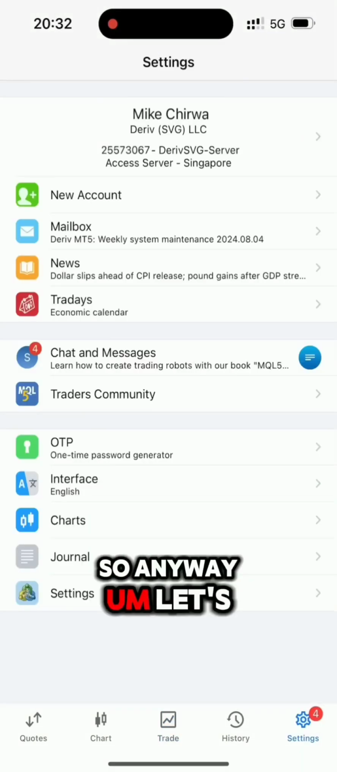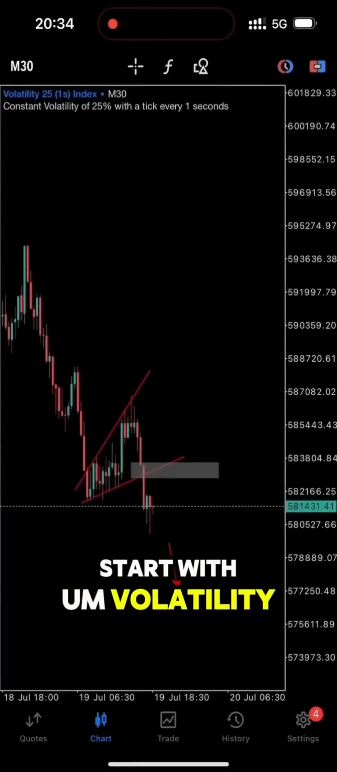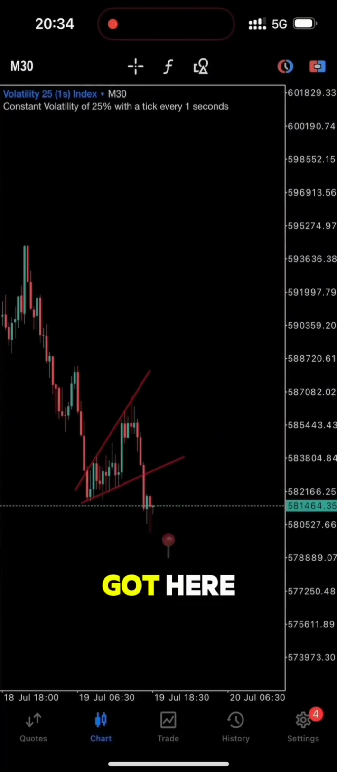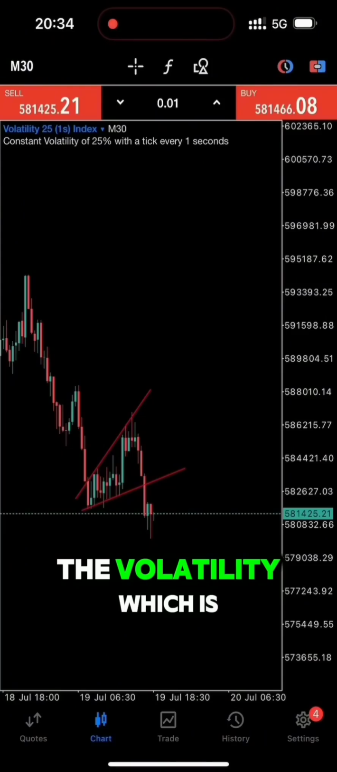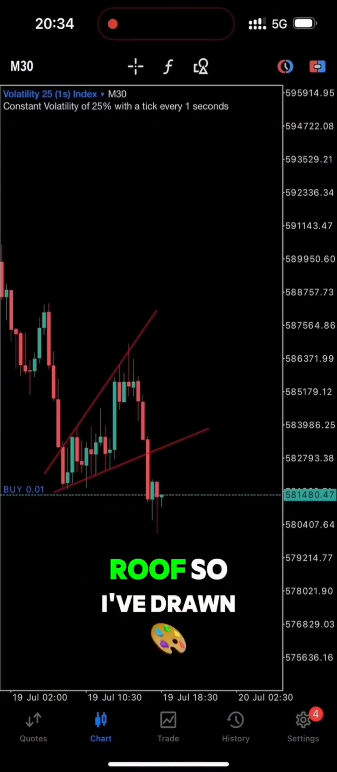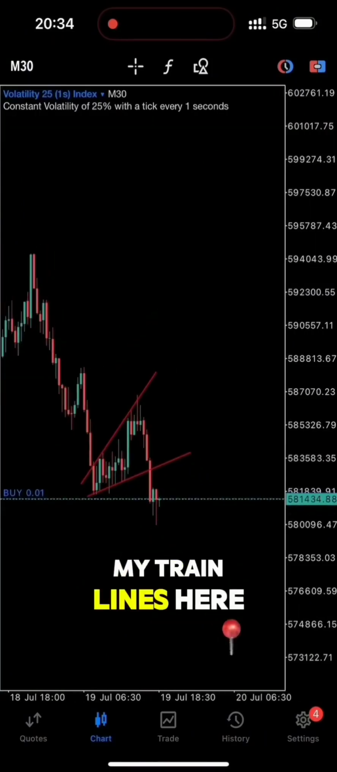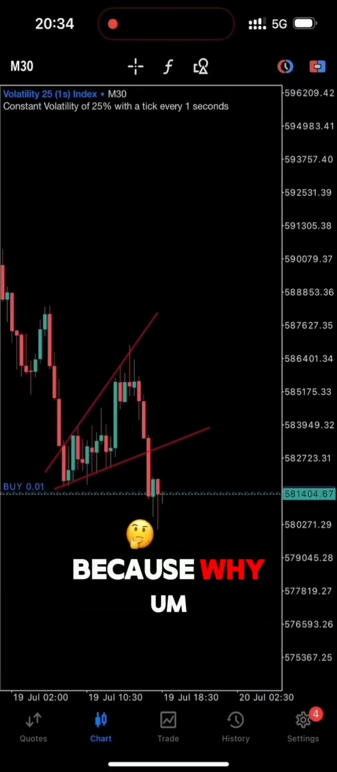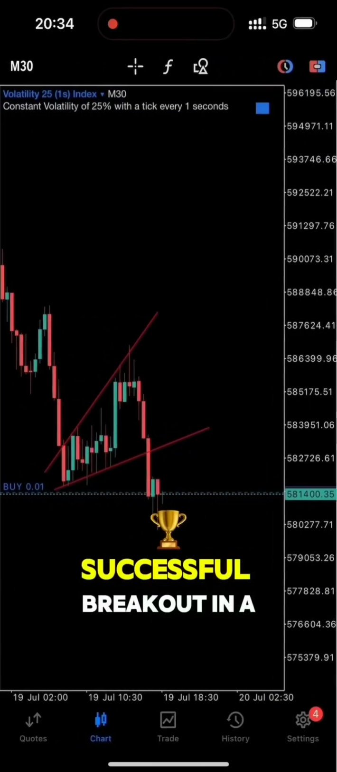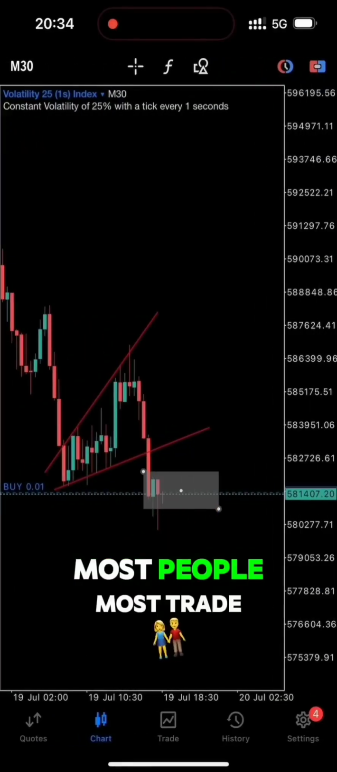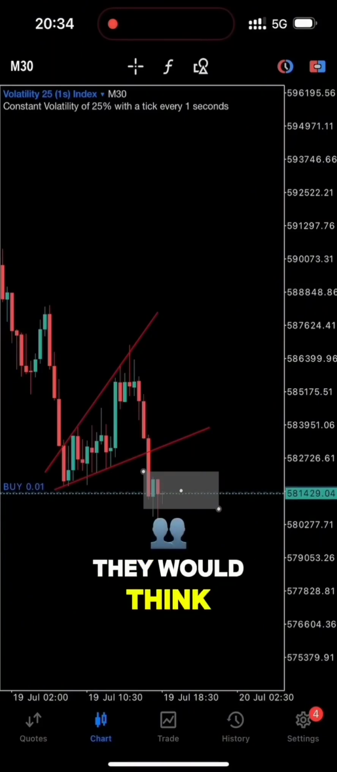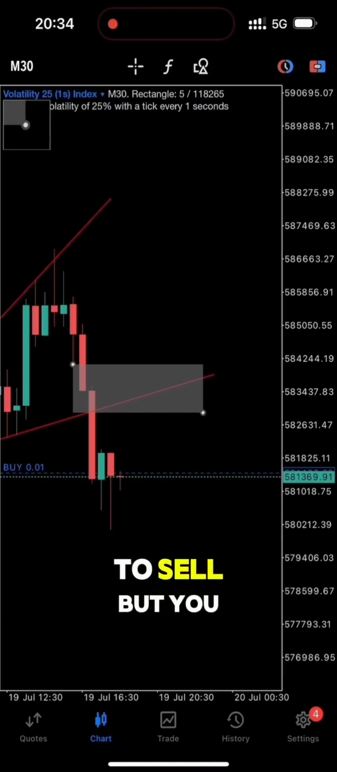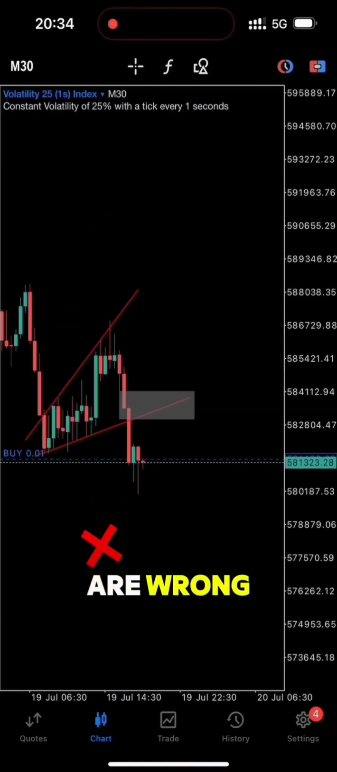So anyway, let's start with Volatility 25 (1s). All right, so this is the first pair we have here, the volatility, which is found under Deriv. I've drawn my trend lines here, and then I've put in my buy positions. Because why? When you see a successful breakout and a pullback, most traders, 99%, would think, since we have both of these things here in correct order, it should sell. But you are wrong. You are wrong.